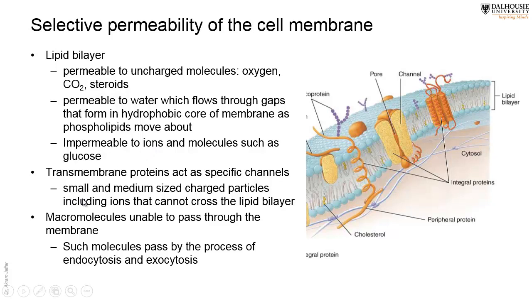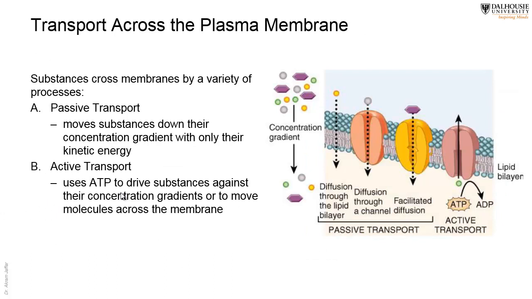And if the molecules are big molecules, large molecules, then there's another way of passage through the cell. They have to be engulfed, they have to be taken in, and this is what we call endocytosis, or pushed out by the process of exocytosis, as I have just mentioned. The transport across the plasma membrane could be either passive or active transport.